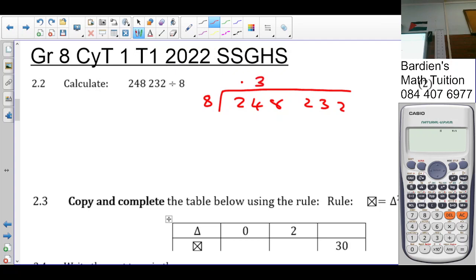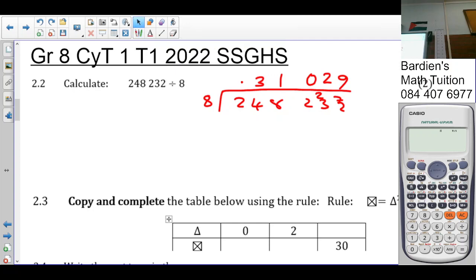3 times 8 is 24, so no carry. 8 goes into 8 once, no carry. 8 goes into 2, can't go, so it's 0. That becomes now 23. 8 goes into 23 twice, carry. 8 twos are 16, 23 minus 16 is 7, carry 7. So that's 14. And there's 7 left. So I'm carrying 7. 8 goes into 72. That's the answer.